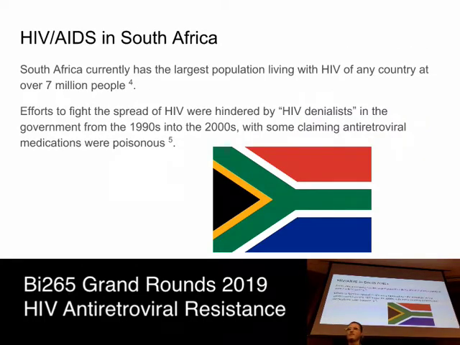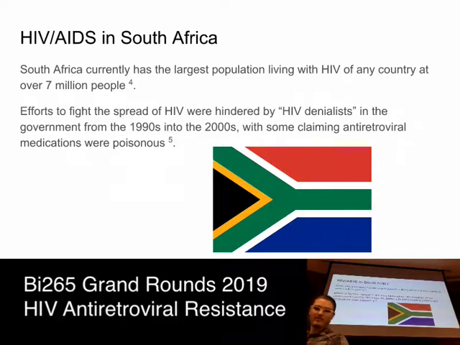Sub-Saharan Africa is one of the worst affected areas of the HIV pandemic, and South Africa has the largest population living with HIV at over 7 million people. This has been hurt because of HIV denialist movements in the region, where even in government, policies have been made and information has been spread about how antiretroviral medications are poisonous, which they aren't, although there are side effects, and that HIV is not the cause of AIDS, for instance.